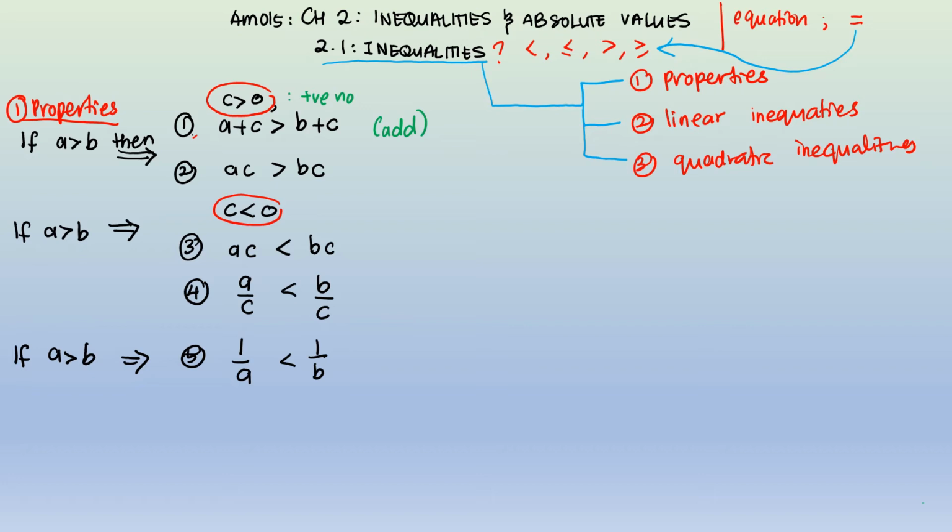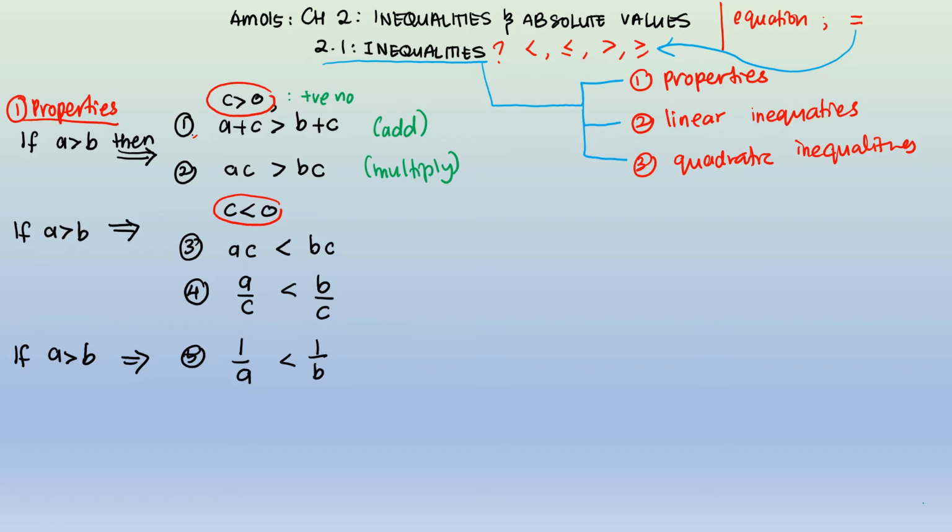Number 2. If you have A greater than B, then you multiply by a positive number on both sides. The inequality symbol will remain the same. Alright, we go to the next one.